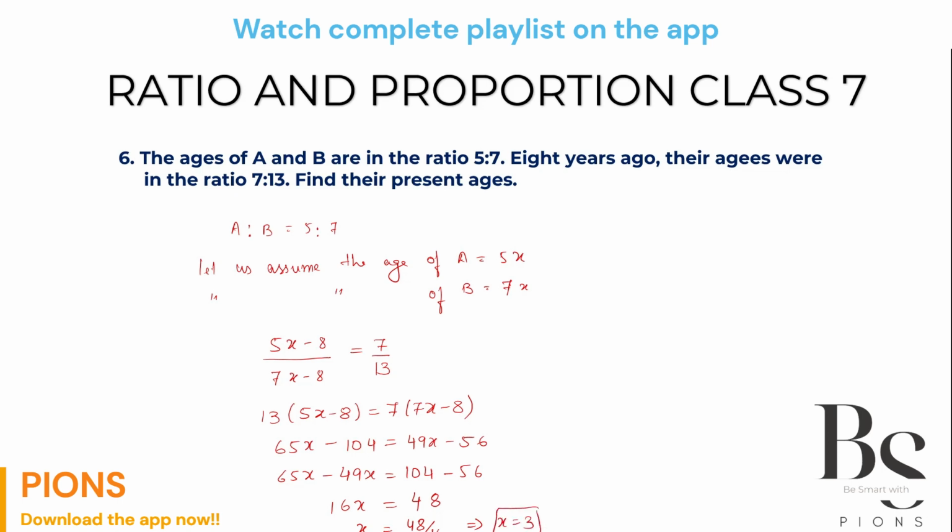Now is 3 the present age? No. What will be the present age of person A? It will be 5x. So 5 into 3, and the present age of B will be 7x, which is 7 into 3. So person A is 15 years old and B is 21 years old. Clear? So these are the ages of A and B.